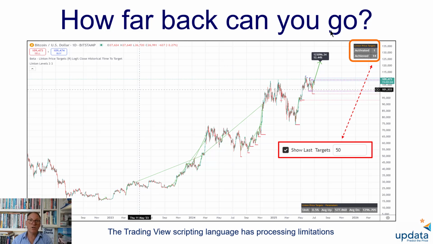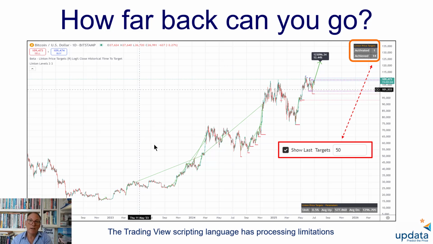How far can you go back? You can show up to 50 targets. There are limitations with TradingView and the scripting language. It has processing limits. In Updata, we have these targets and you can go back as far as you like. I mean, a long way back, and backtest them, but we can't do that in TradingView.